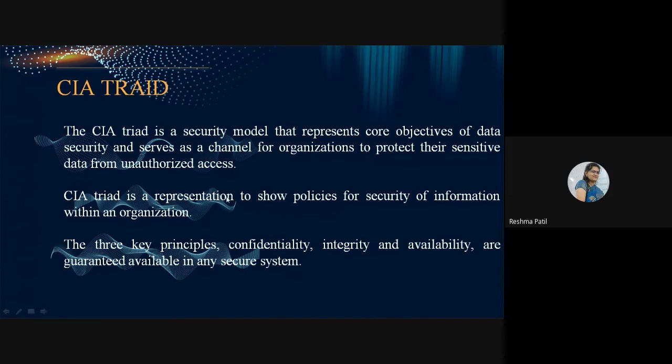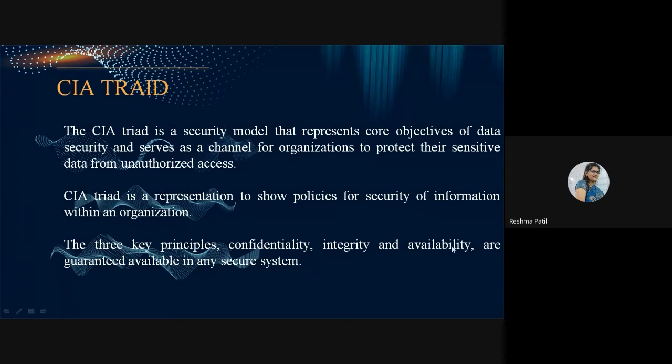CIA triad is a representation to show policies for security of information within an organization. So for achieving these 3 parts, confidentiality, integrity, and availability, we will apply some controls. So this triad will show the policies for the security. What are the policies for the security of information? How are we sending that information to another organization or other people? So for that, what policy have we used? The 3 key principles.